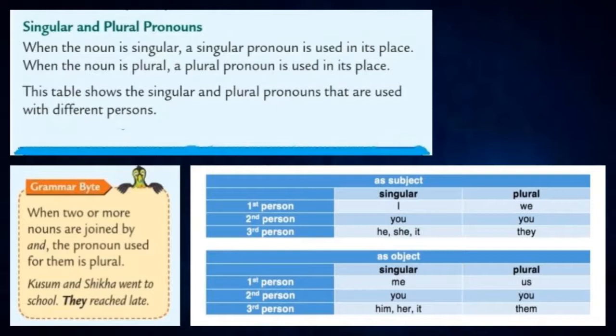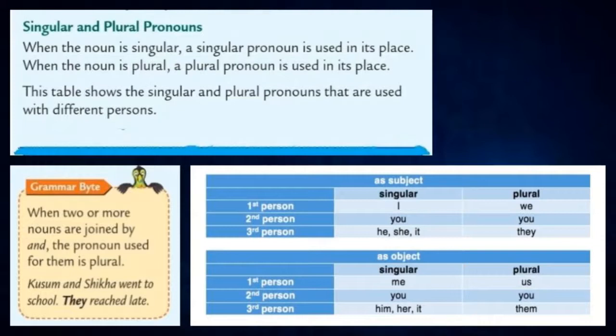Okay, students, look here. Two tables are there. One shows first person, second person, third person used as subject. The second table shows first person, second person, third person used as object. Let us see the first table. In the first table, the first one is first person. I is used in singular as a subject. So in plural, we should use we.